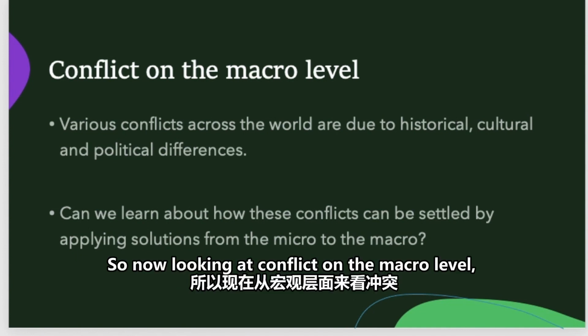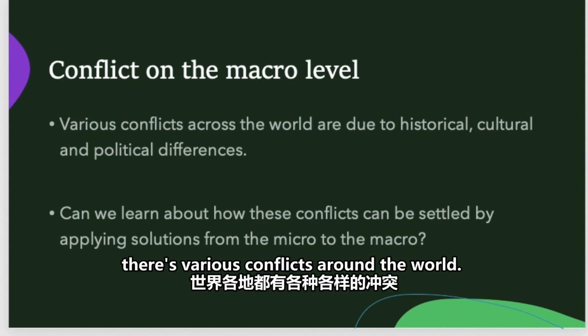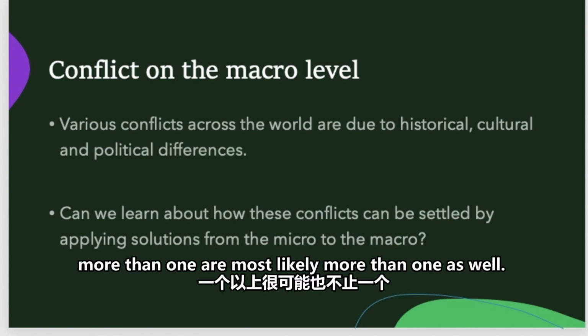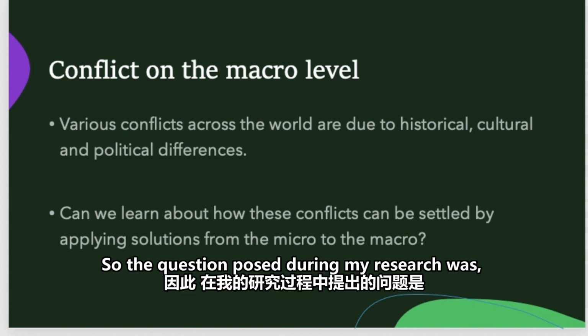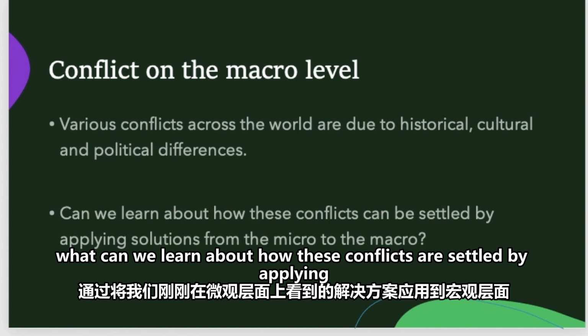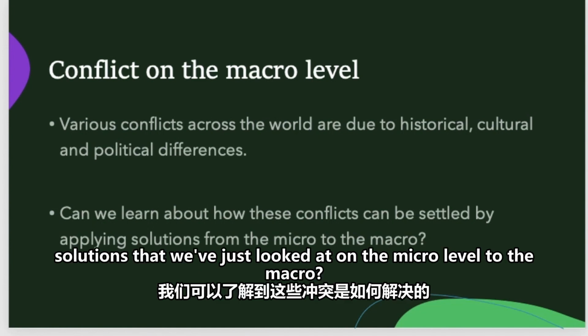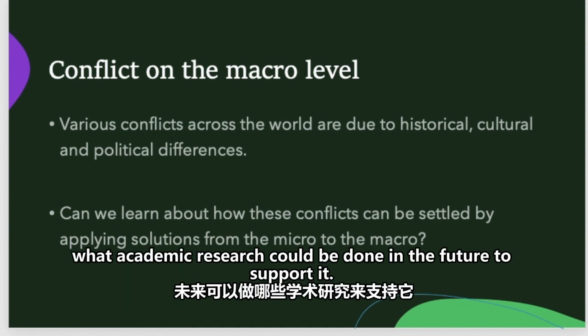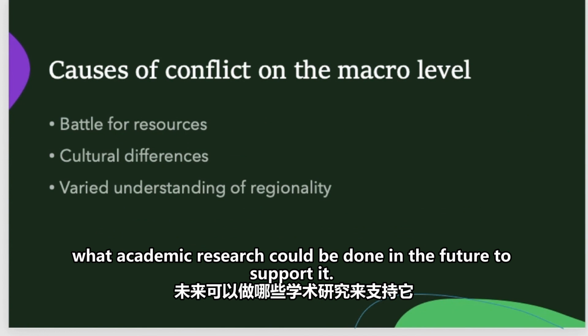So now looking at conflict on the macro level, there's various conflicts around the world, and these are due to historical, cultural, or political differences, and at times more than one, or most likely more than one as well. So the question posed during my research was, what can we learn about how these conflicts are settled by applying solutions that we've just looked at on the micro level to the macro? And if this can be done, what academic research could be done in the future to support it?